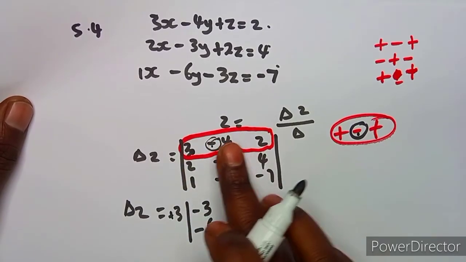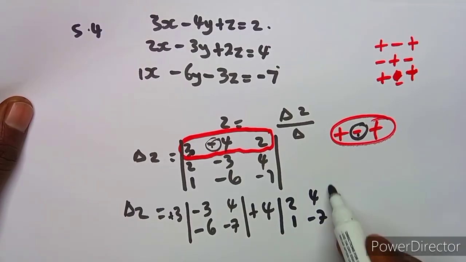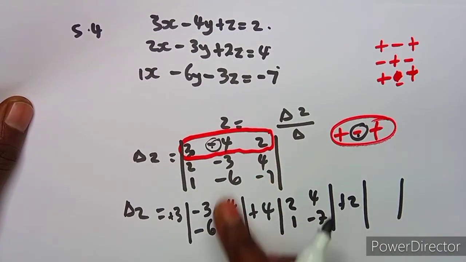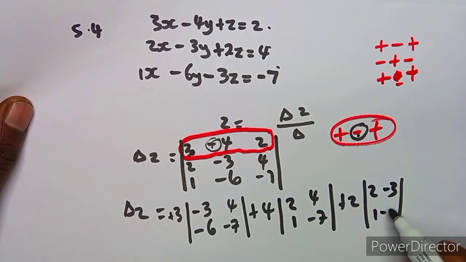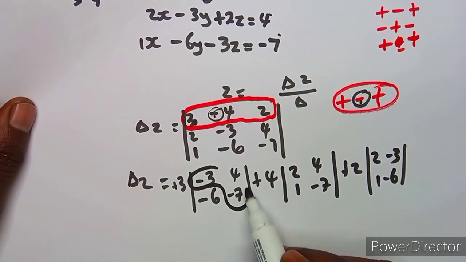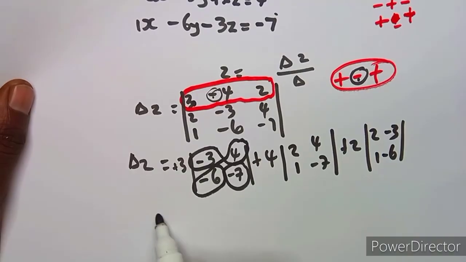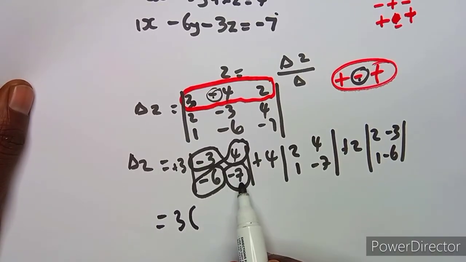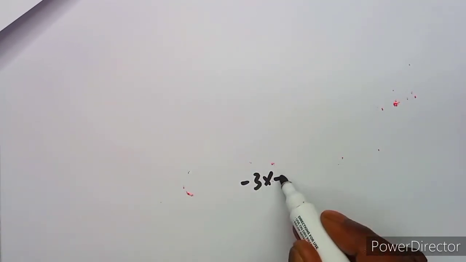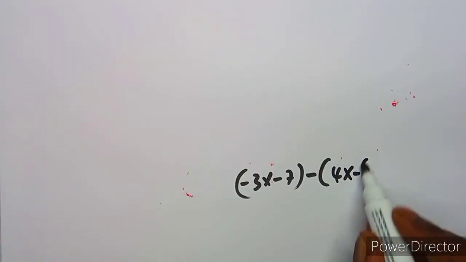You close this row and this column, which means you're going to be left with 2, 1, 4, and -7, plus here 2. Close the row and the column, which means you're going to be left with 2, -3, 1, -6. So remember, guys, how you calculate the determinant: the major diagonal minus the minor diagonal. So it's going to be 3 into -3 times -7, that's your major diagonal, minus 4 times -6.